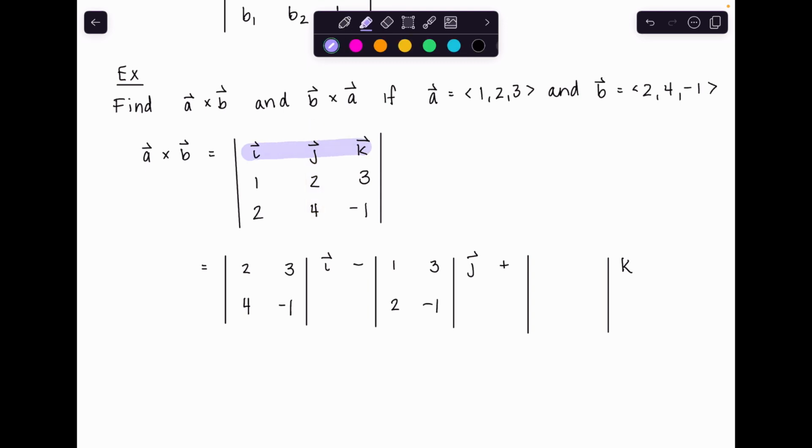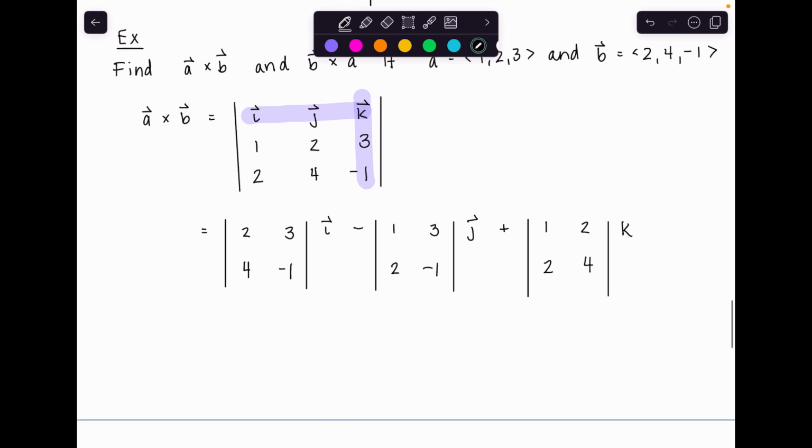And then last but not least, ignore everything in the first row and the third column. And my elements left are 1, 2, 2, and 4. So now we need to go through and find these 2 by 2 determinants. So we can go ahead and get rid of that.